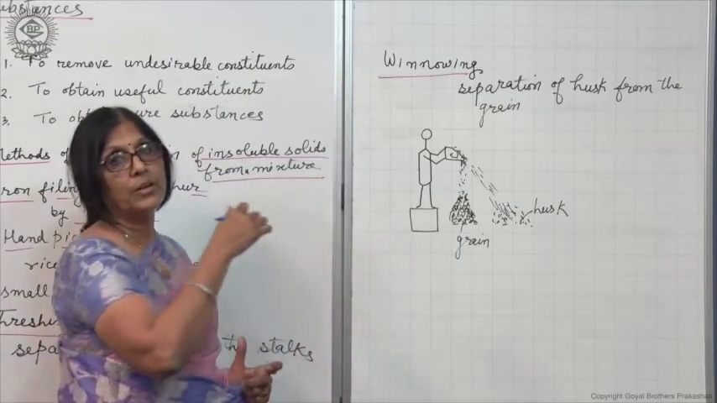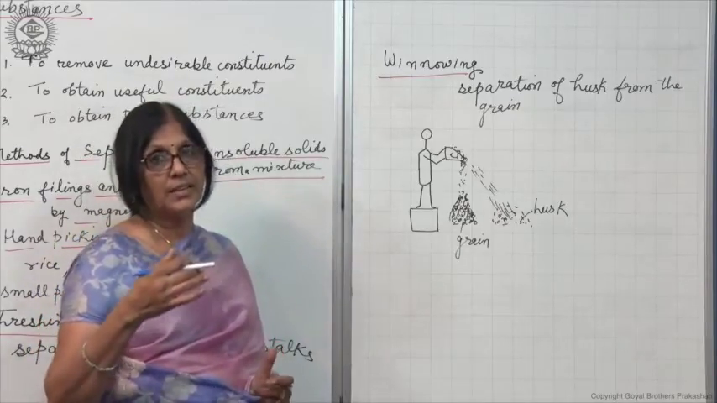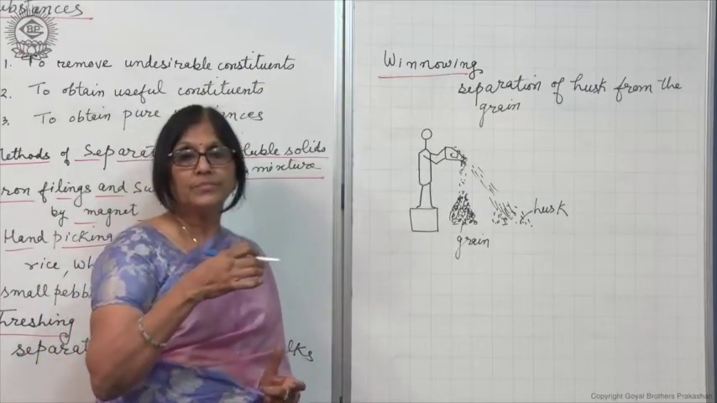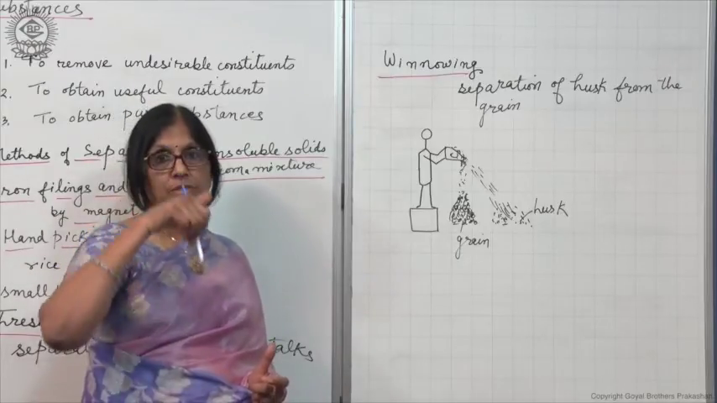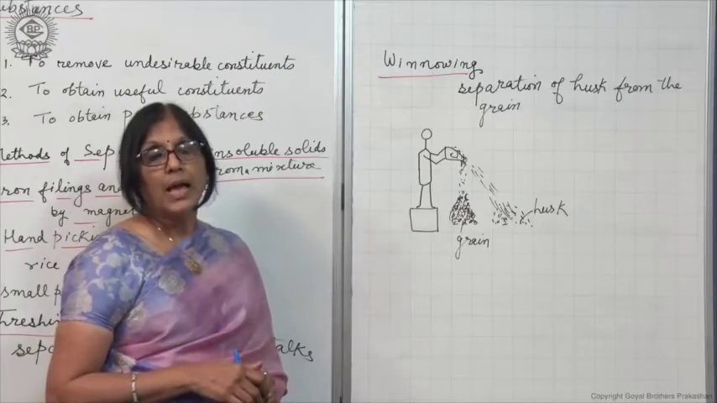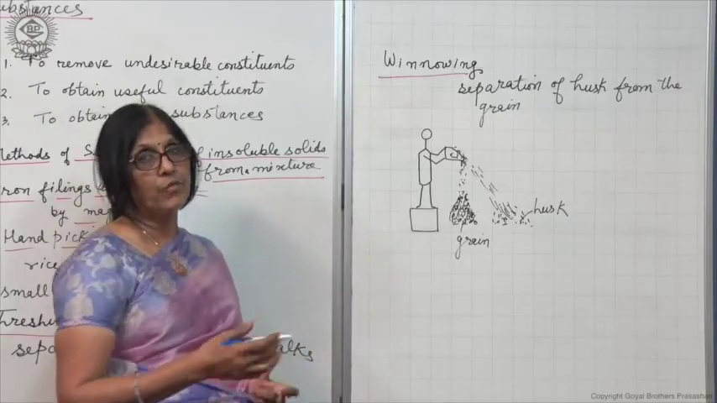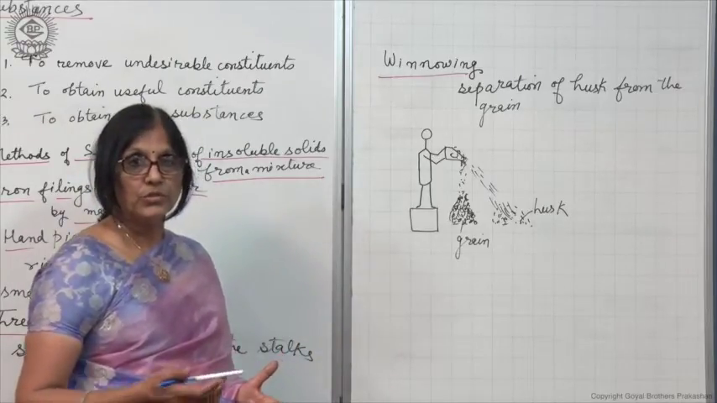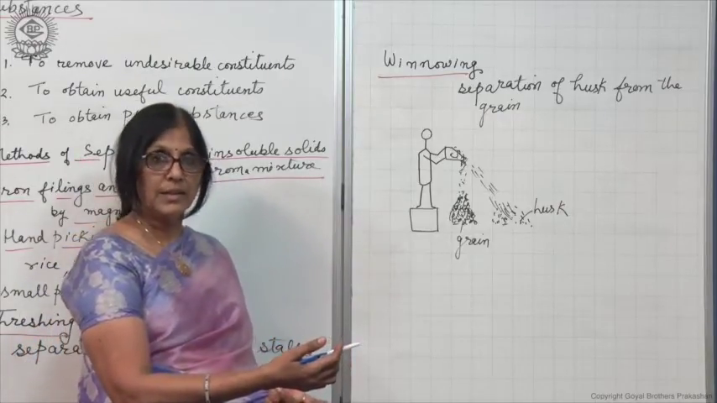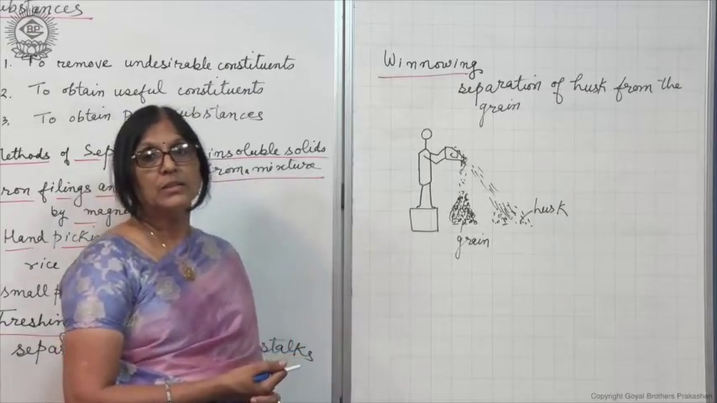The farmer stands on a platform, and he allows the mixture of husk and grain to fall down from the height. Now, the wheat grain is heavy, it falls down vertically and forms a separate heap just below, and these husk particles are very light in weight. They are blown away by the wind and form a separate heap. So this is how wheat grains are collected separately and husk is separately collected, and this is how, by the process of winnowing, husk can be separated from the grain.